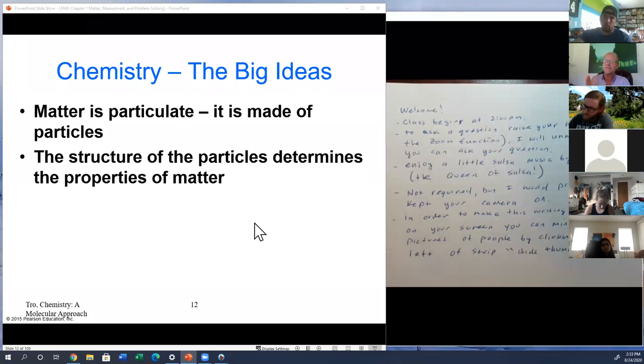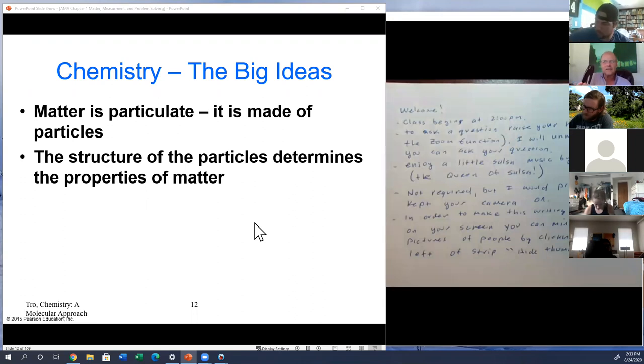Ultimately, I'm a chemist because of chemistry's central ideas, which are these two ideas right here on the screen. First of all, matter is particulate. It's made of particles, right? Now, that doesn't seem particularly obvious, right? If you look at a piece of matter, like the stapler, let's say, for example, right? It seems pretty solid.